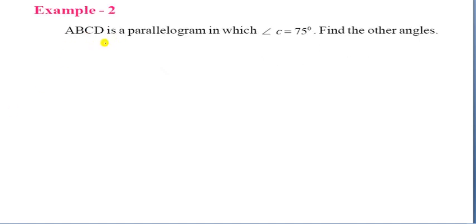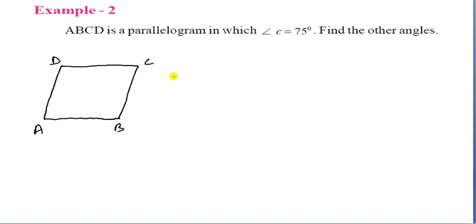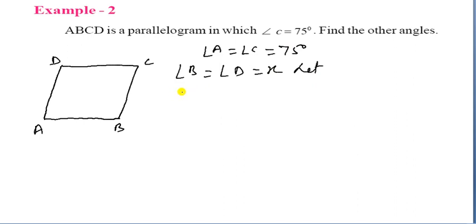Now come to example 2. ABCD is a parallelogram in which angle C is equal to 75 degrees. Find the other angles. First of all, make a parallelogram ABCD. As you know, angles A and C are equal, so angle A is equal to angle C, which is given as 75 degrees. Now angle B is equal to angle D, let it be x.